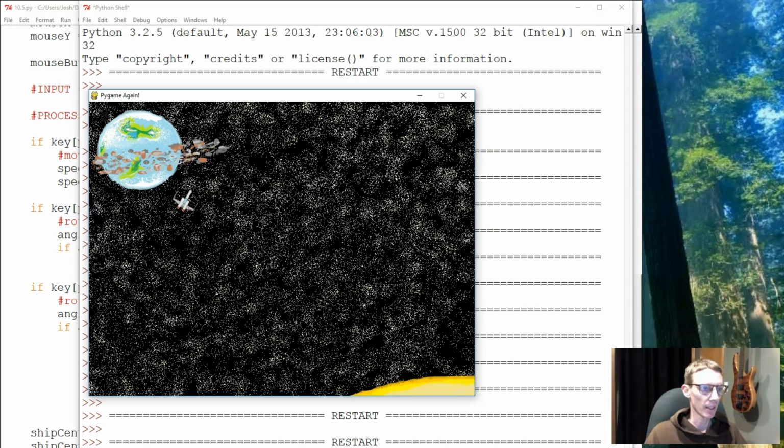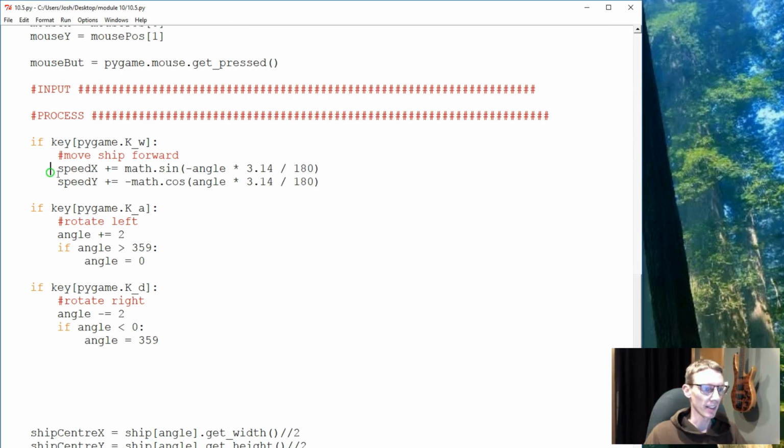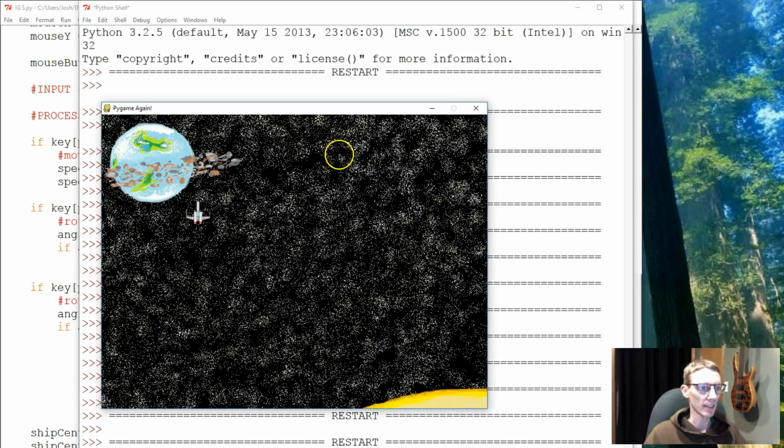So now when I run it, my left and right turning is still good. And if I tap that W, you can see that ship is going, and it's off the screen already. So we've moved the ship very, very quickly. Instead, what we're going to do is divide this, let's say, by 20.